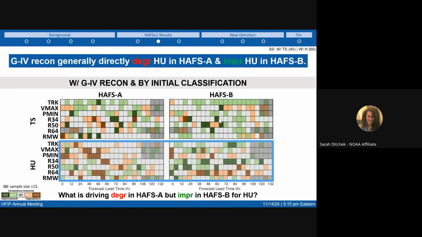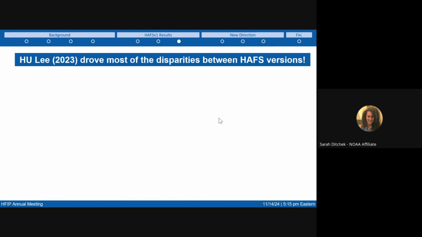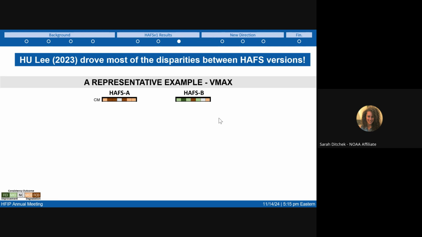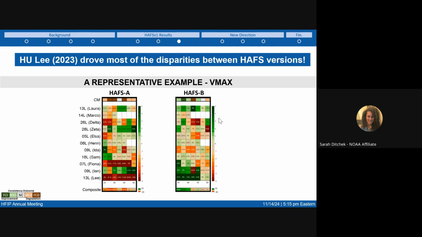So what was driving this hurricane degradation in A, but the hurricane improvement in B? Digging into that, it was actually Hurricane Lee that drove most of the disparities between the HAFS versions. For a representative example, I'm going to use VMAX results to demonstrate this. These were the consistency metric outcomes for the lead times with the differences. HAFS A is still on the left, HAFS B on the right.